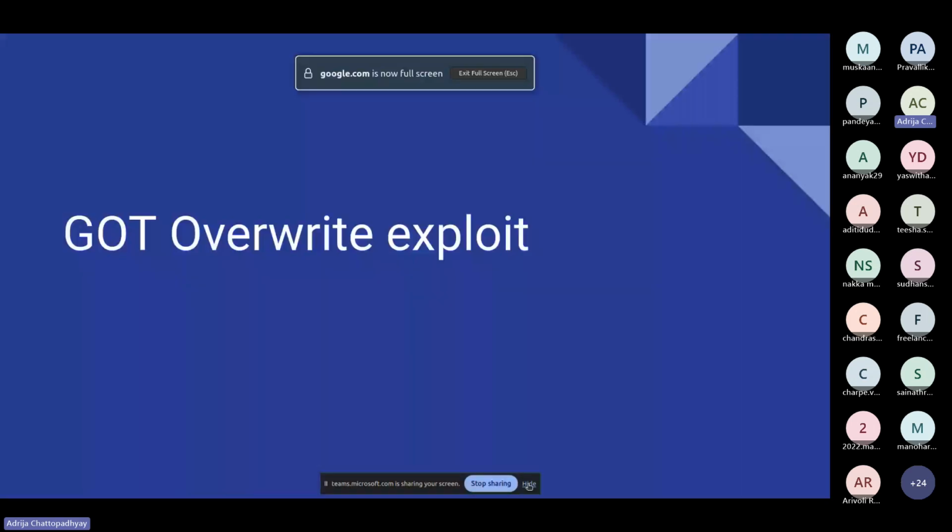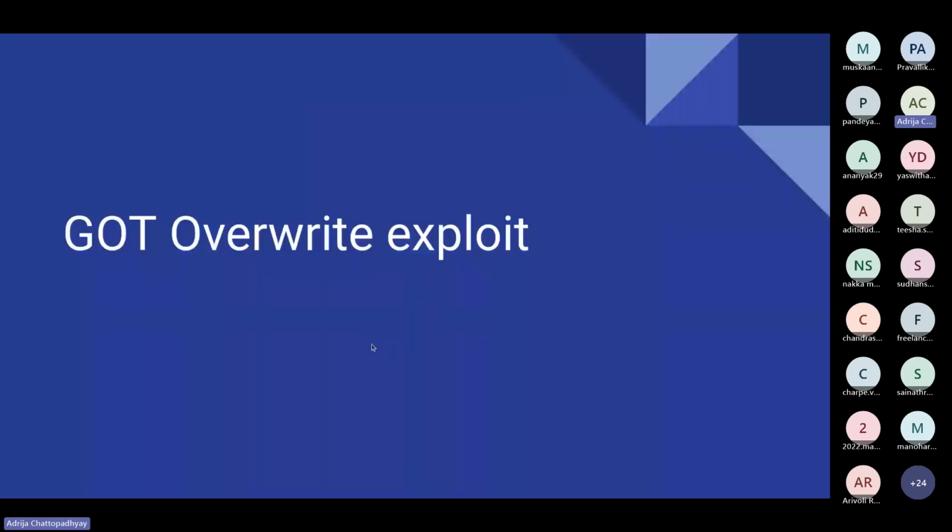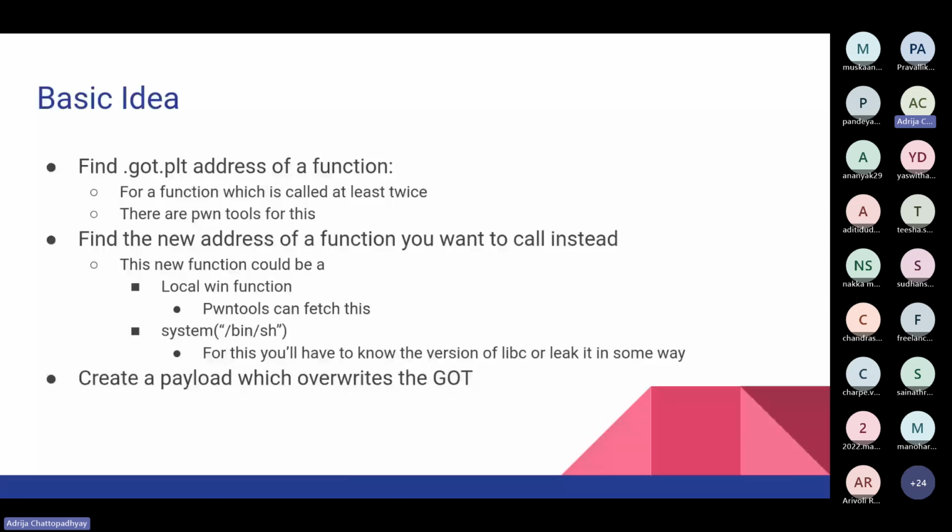Okay, so today's topic is we're gonna learn about the GOT override exploit. Whatever we did in the previous session was to lead up to this. The basic idea of the exploit is we have to find the .got.plt address of a particular function.